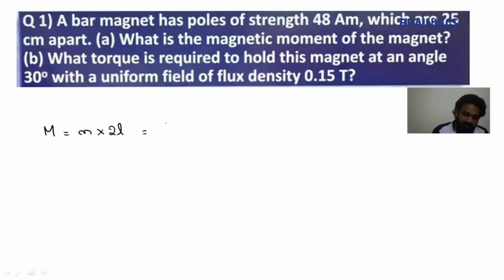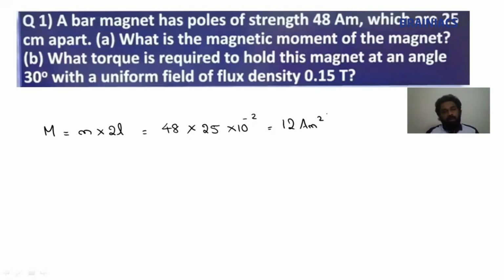So pole strength is given as 48 ampere meter. The distance between the poles is given as 25 centimeters, so 25 into 10 raised to minus 2. So this is equal to what? 48 into 25, this is equal to 12 ampere meter square. That is the first question.